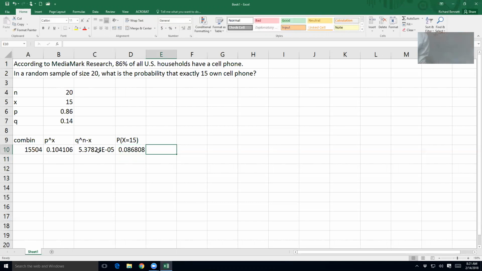Where did the q come from? Q is 1 minus p. Remember, I mentioned that yesterday.